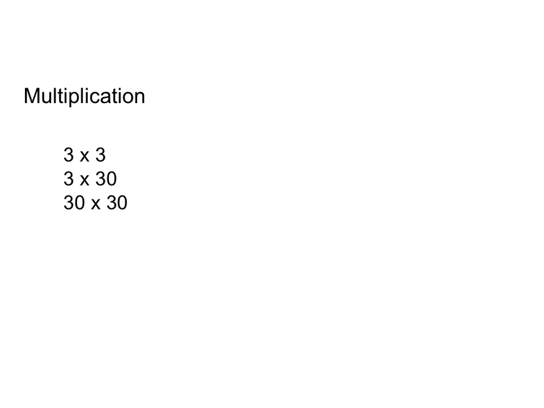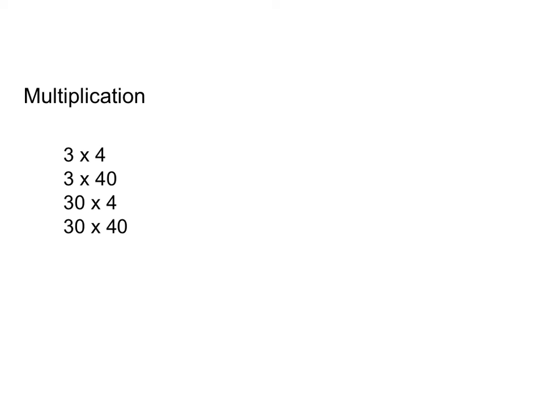All right, let's go on to this next one. 3 times 3 is 9, or 3 ones times 3 ones is 9. 3 times 30 is 90, 3 times 3 tens, and 30 times 30 is 900. 3 tens times 3 tens is 900.